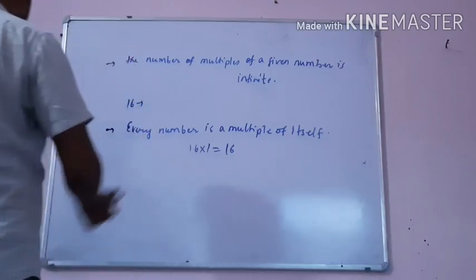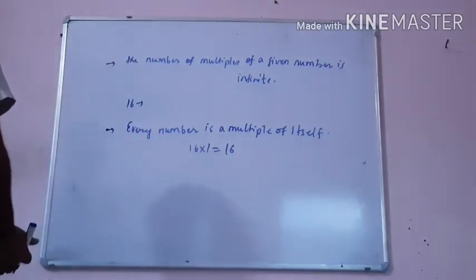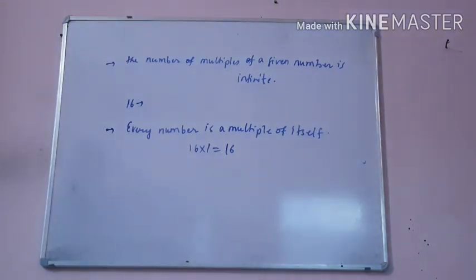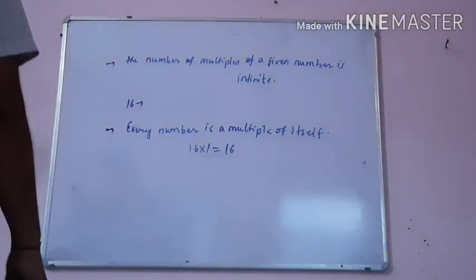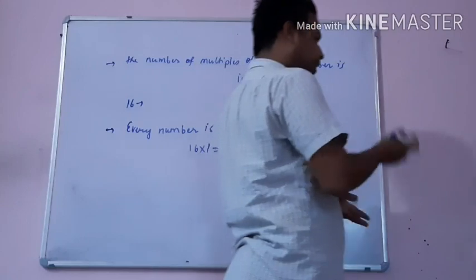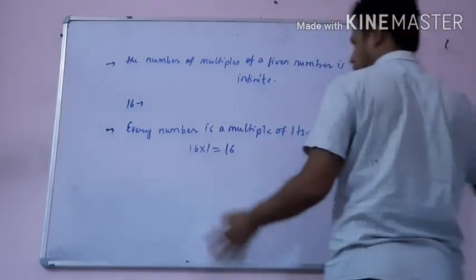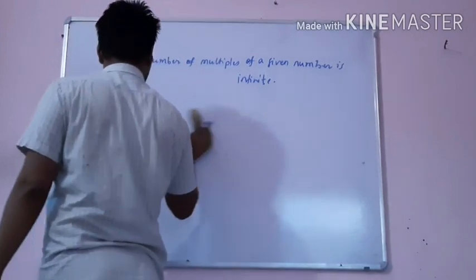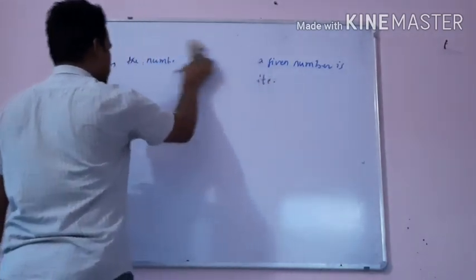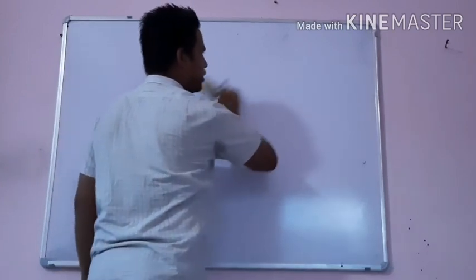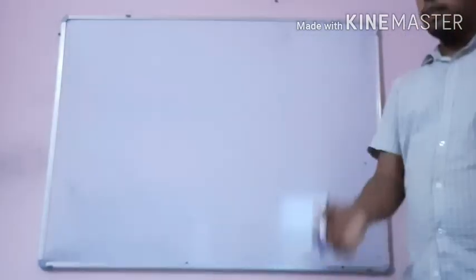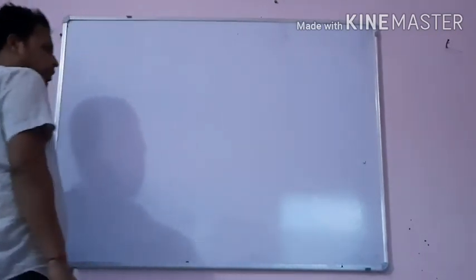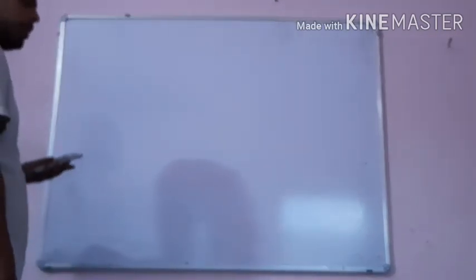So we have seen up to here. Now we will see some questions related to multiples and factors. You must write this, the statement I have discussed here regarding multiples and factors. Now moving on to exercise 3.1. Before that, we will see the examples that have been given.